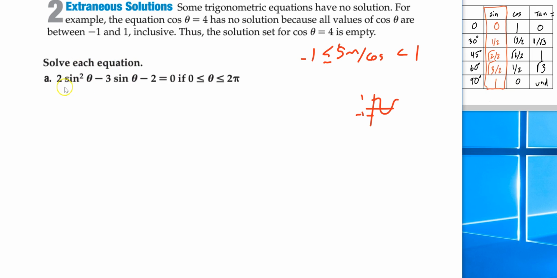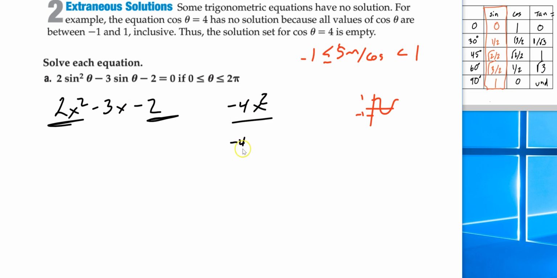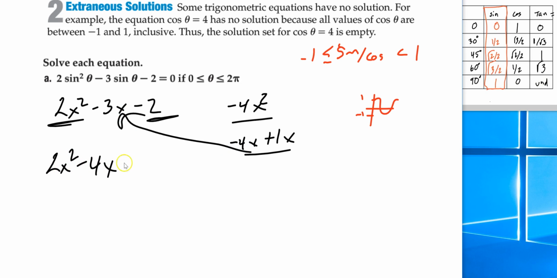Now, see this problem here? Notice how it's in a factored form. It's in quadratic form, so we factor. A lot of times what I do, I just ignore the sign. So it's 2x squared minus 3x minus 2. Then factor it. Multiply the outer numbers together: -4x squared. Two things that multiply to get -4 but add to get -3. So -4x and 1x. Plug it in for the middle.